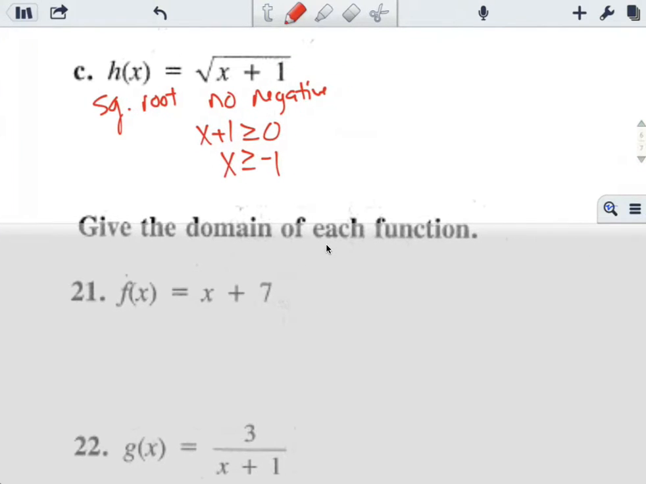So how do I write my answer is what you're asking. What am I looking for as a solution? The domain is all reals greater than or equal to negative 1. That's your answer.